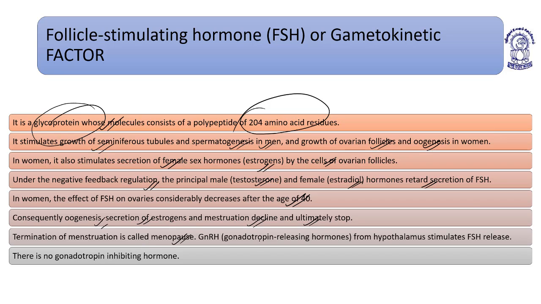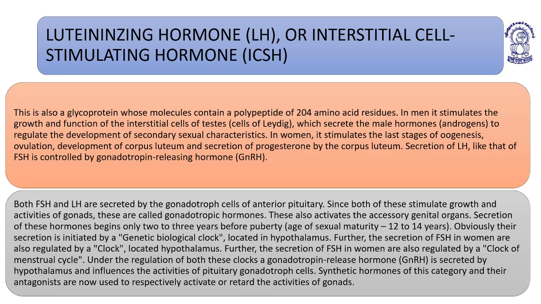Gonadotropin releasing hormone from hypothalamus stimulates FSH release. There is no gonadotropin inhibiting hormone. So follicle stimulating hormone, also known as gametokinetic factor, helps to make the gametes both in males and females, as it stimulates the seminiferous tubules and spermatogenesis in males and growth of ovarian follicles and oogenesis in females.